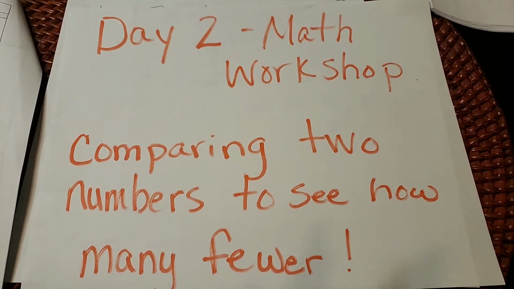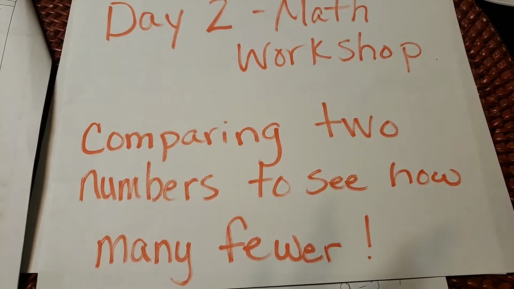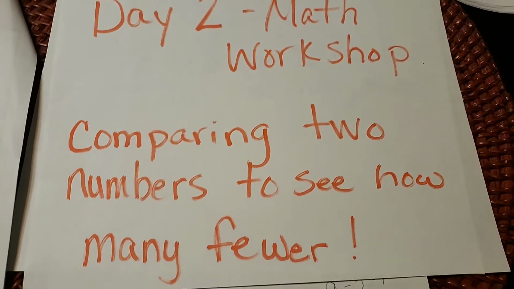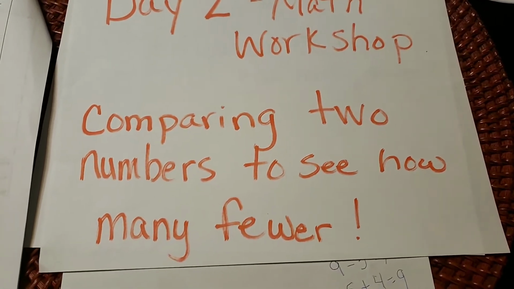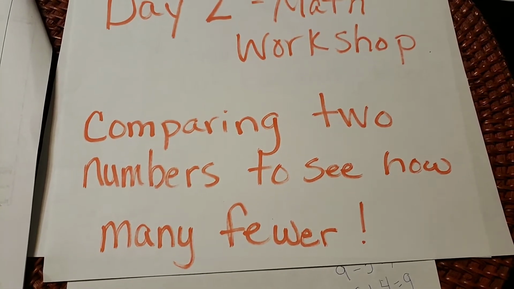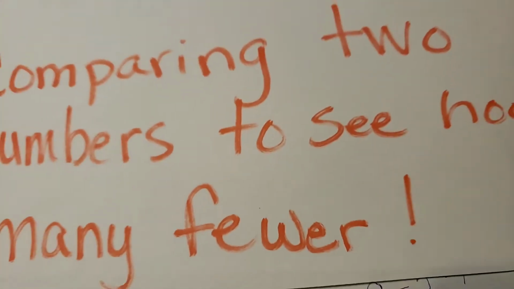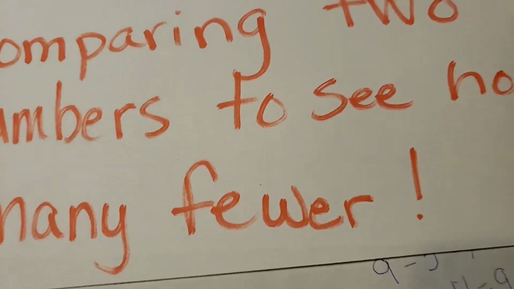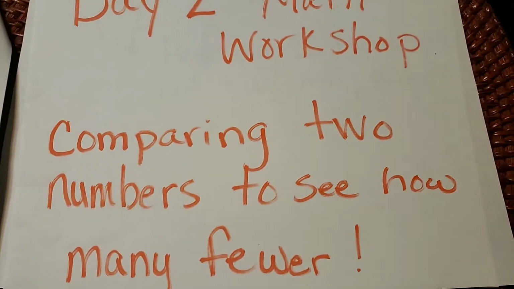We're going to be comparing two numbers to see how many fewer. Now, when we compare two amounts, we are thinking about how many more or how many fewer one group has than the other. We're figuring out how the amounts are different.